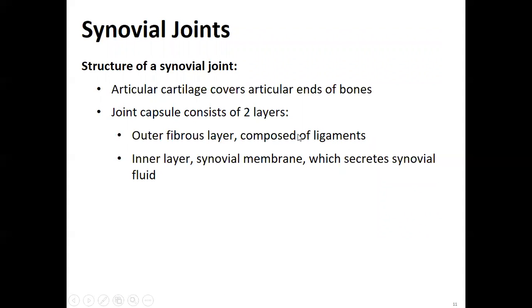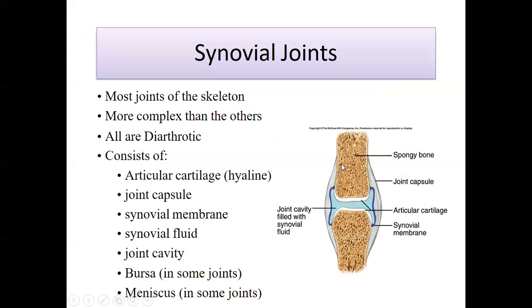Made up of ligaments. Remember, ligaments are the structures made up of dense connective tissue that hold bones together with other bones. Then you have that inner layer where you have the synovial membrane, and that synovial membrane is what secretes synovial fluid. So the inner second layer of this synovial joint structure is this synovial membrane that secretes the synovial fluid in the joint cavity.